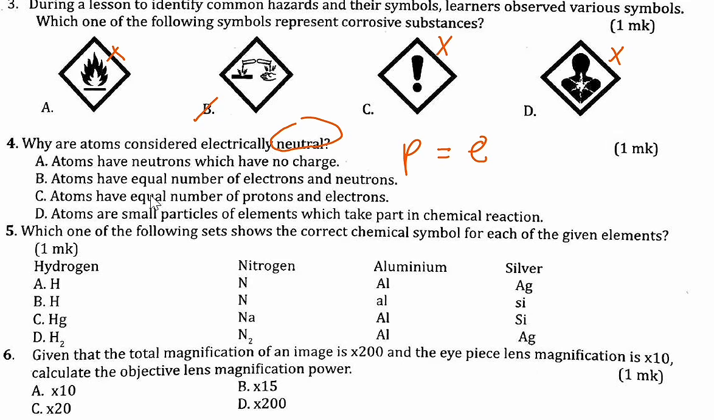Atoms have equal numbers of protons and electrons. So protons have a positive charge. Electrons have a negative charge. So when the two are equal, then the atom is said to be neutral.